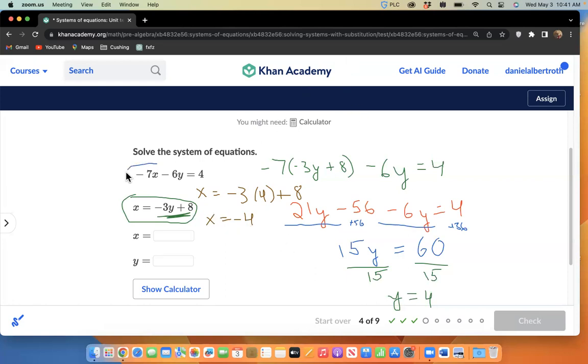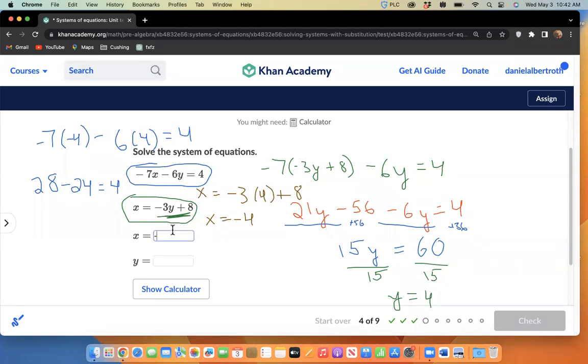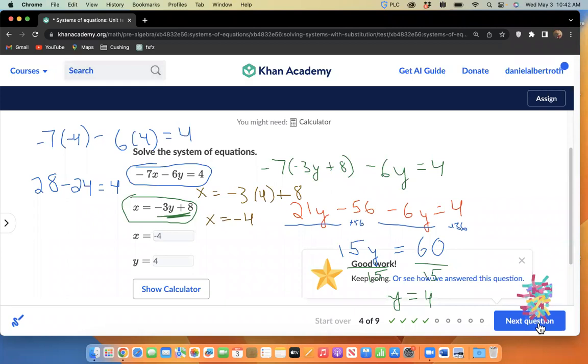So let's check it in the other equation, this one here. So I'm going to do -7 times x, where x is -4, minus 6 times y, where y is 4. And that should equal 4. Hopefully. -7 times -4 is positive, and that's going to give us 28. So 28 minus 24, since 6 times 4 is 24. That does equal 4. So I like it. I think that's a good answer: x is -4, y is 4.